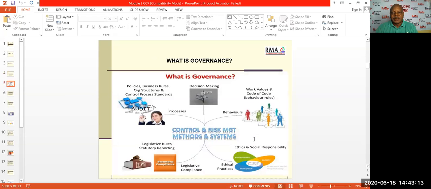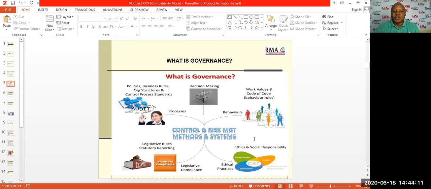So this schematic is what describes what we just talked about. You find that control and risk management methods and systems, this is at the heart of good corporate governance. It's at the heart. Corporate governance is about taking decisions, and in taking those decisions, you need to take into account the processes, the behaviors, the ethics and social accountability and responsibility, ethical practices, legislative compliance, rules and regulations, and then of course the issues of reporting. So you find all of these interact in such a way that it defines what the corporate governance landscape looks like in any particular organization.